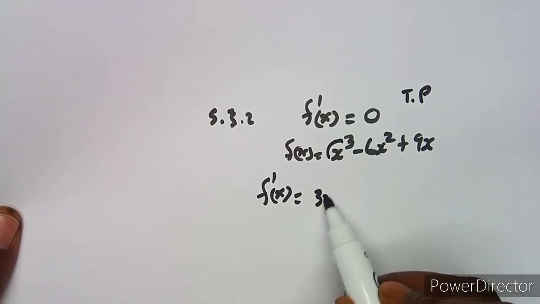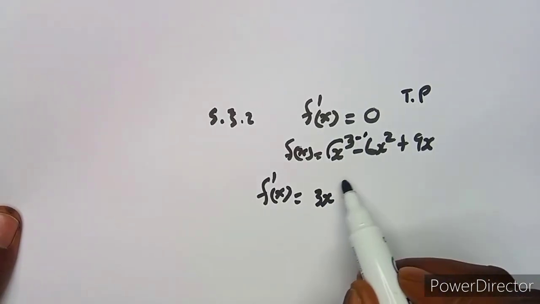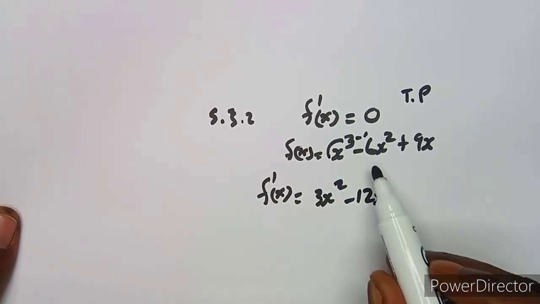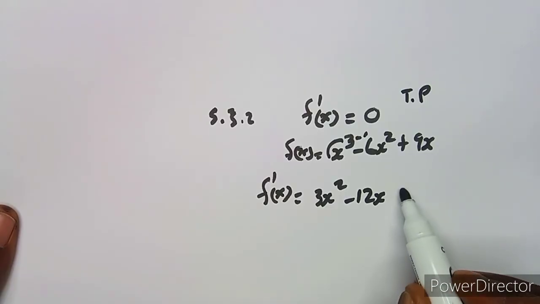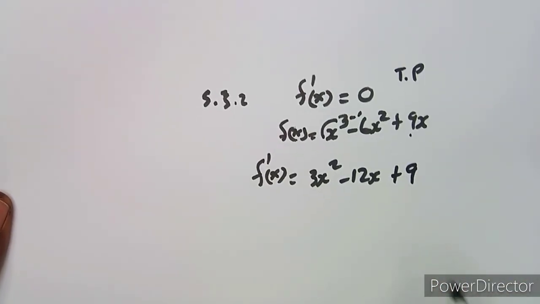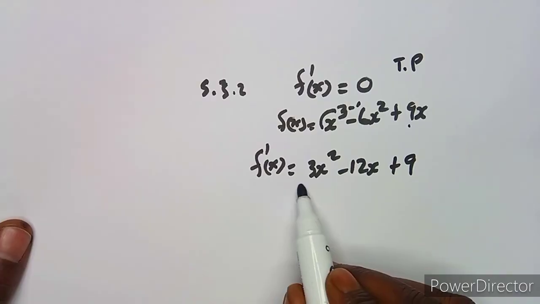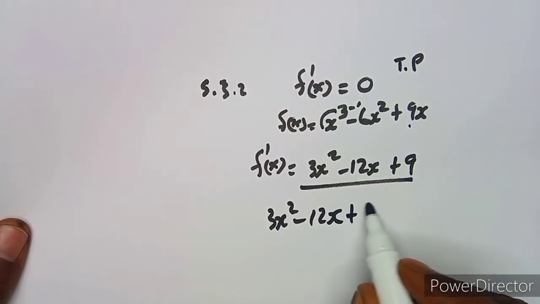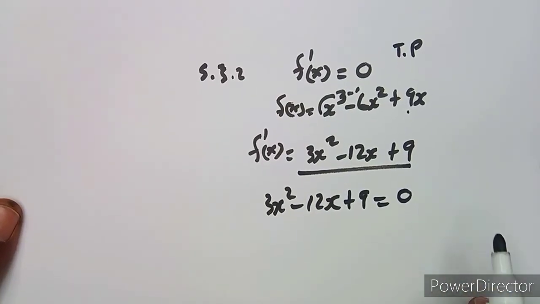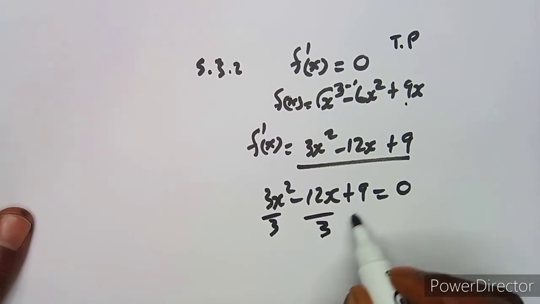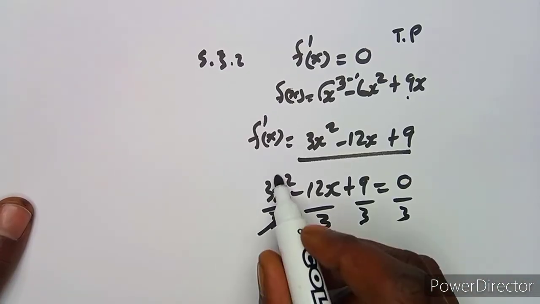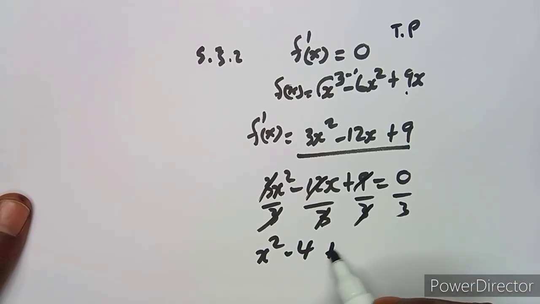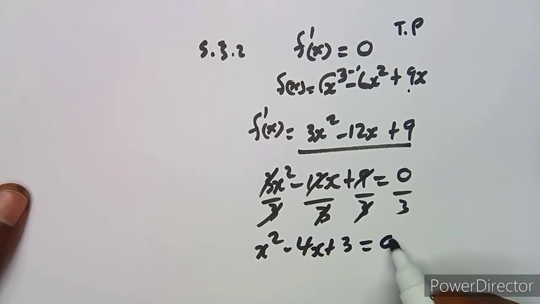which is 3x. We subtract 1 here, which is 3x squared minus 12x. Remember, 2 times 6, which is 12. Subtract 1, which is minus 12x plus 9. And we are saying at the turning point, this is equal to 0. 3x squared minus 12x plus 9 should be equal to 0. So it's now an equation which you can just solve by reducing the equation. x squared minus 4x plus 3 is equal to 0, like that.